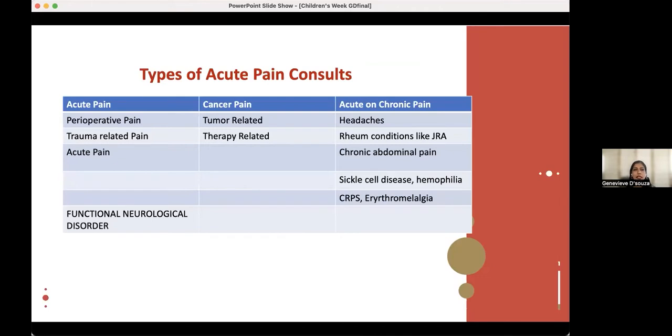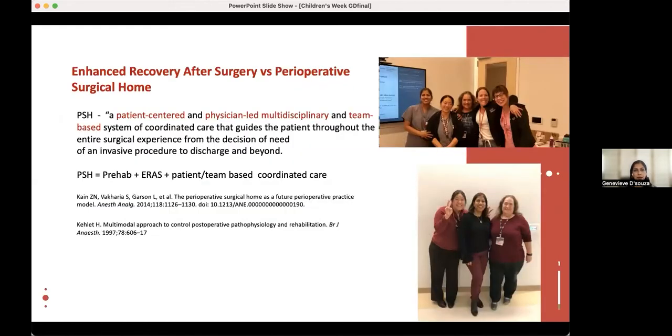This is an average of a typical month, including other hospitals. We divide these consults into 3 buckets: acute pain consults, cancer pain consults, and acute on chronic pain consults. So we have perioperative pain, trauma-related pain, other acute pains, and functional neurological disorders. We have tumor-related pains and therapy-related pains due to cancer. And then we have acute on chronic pain admissions. I'll talk a little bit about enhanced recovery after surgery versus perioperative surgical homes before I go to individual acute pain consults and how we manage them.